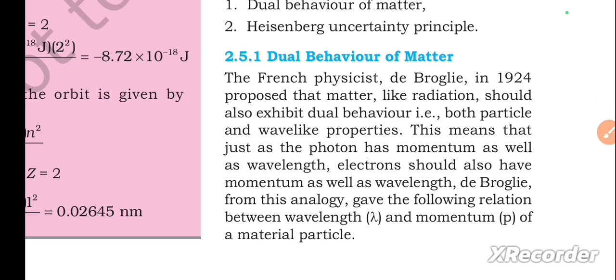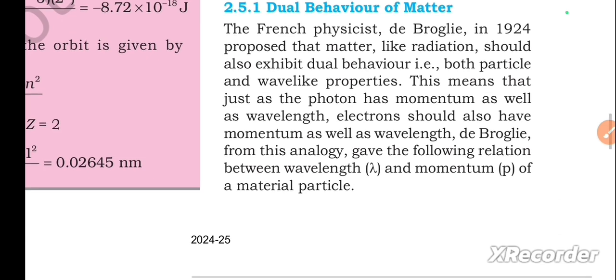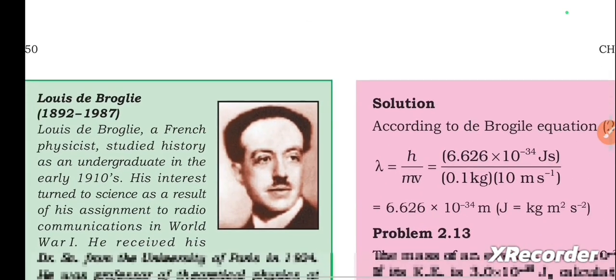A French physicist, de Broglie, in 1924 proposed that matter, like radiation, should also exhibit dual behavior, that is, both particle and wave-like properties. This means that just as the photon has momentum as well as wavelength, electrons should also have momentum as well as wavelength. De Broglie, from this analogy, gave the following relation between wavelength and momentum of the material particle.